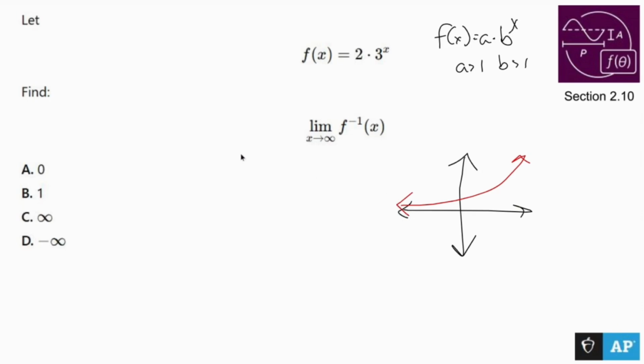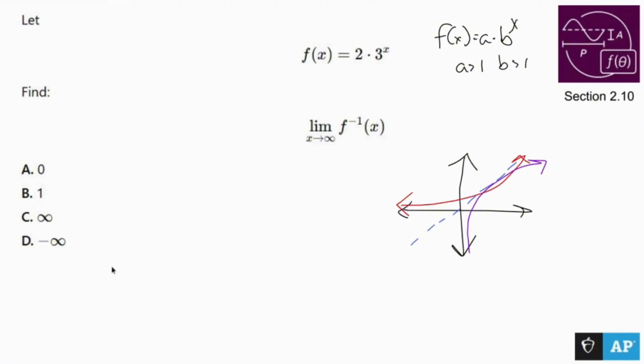Now, the inverse is going to be the reflection over the y equals x axis, which means if I were to reflect that, the inverse is going to look a little something like this. Not perfect, but you get the idea.